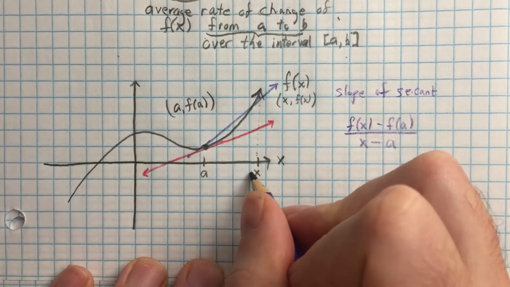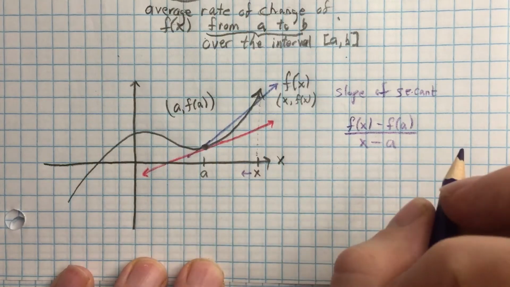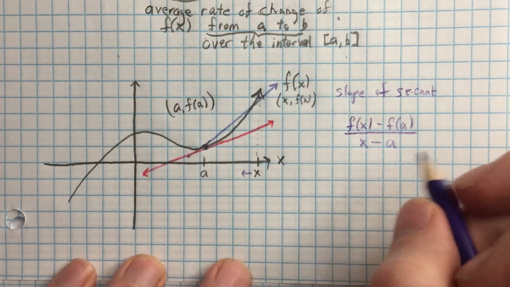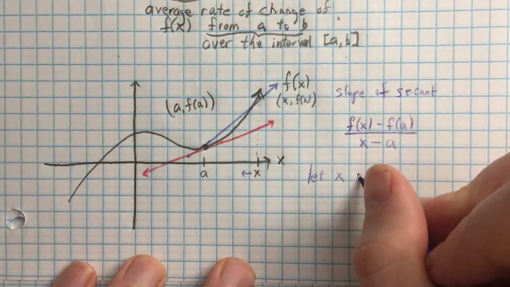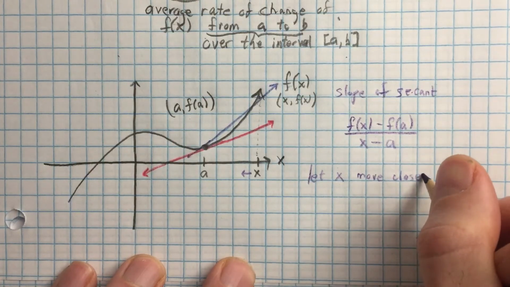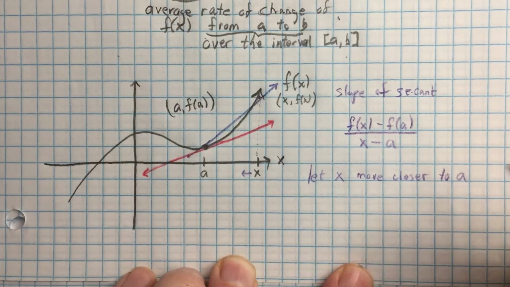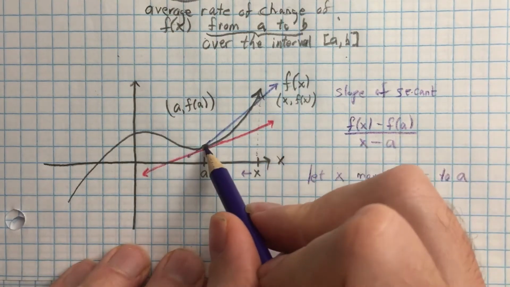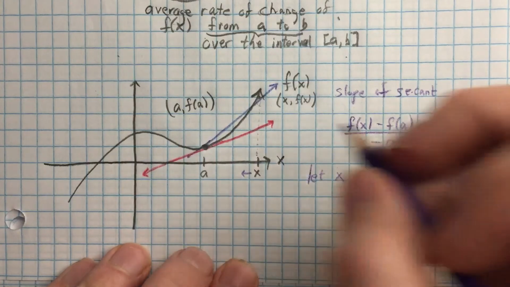And that is, if we were to move x closer to a, right? So now, let x move closer to the location of concern, right? The location where we actually want to know what the slope is there. Move x just a little bit closer, what would happen?